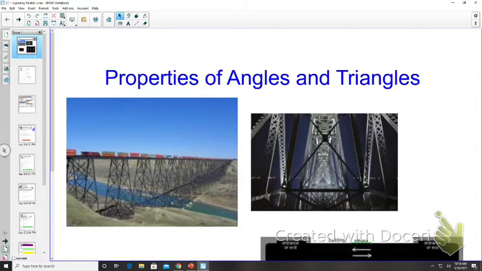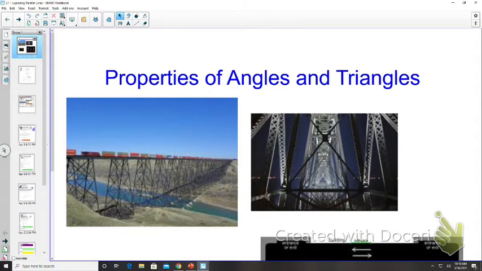Okay, so we are getting into angles and triangles. What do you guys know about triangles? They have three sides. But they're not always the same length, right? Because you can have a scalene or an isosceles, or what's the third type of triangle? Equilateral, right? Equilateral triangles have all the same lengths for sure. But yeah, they all have three sides.